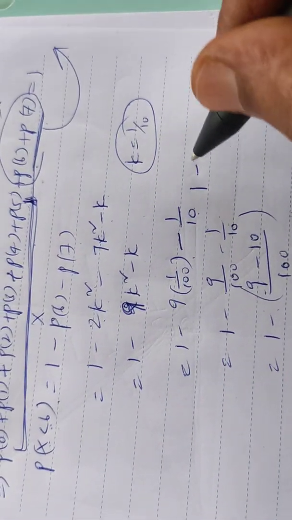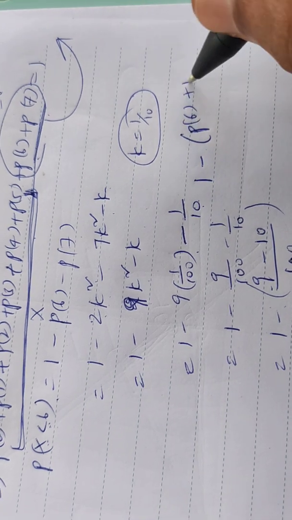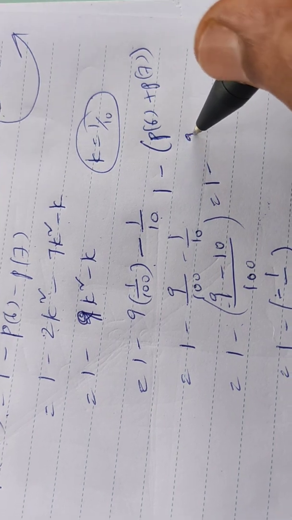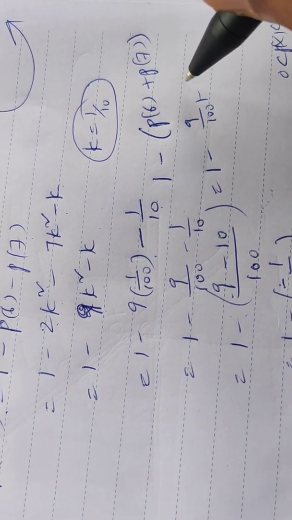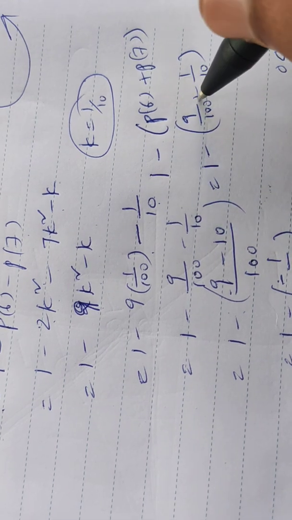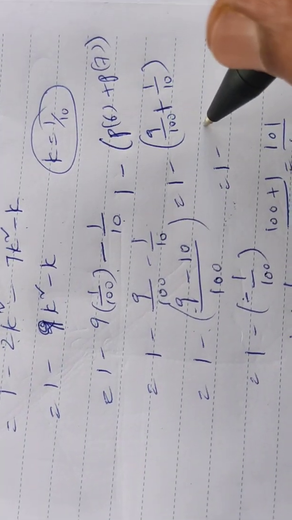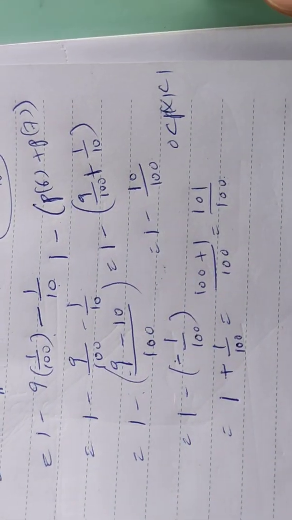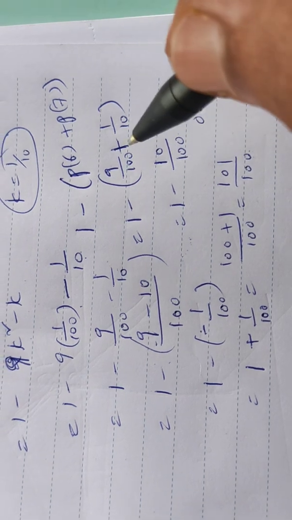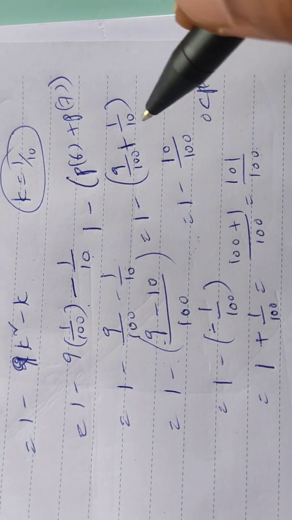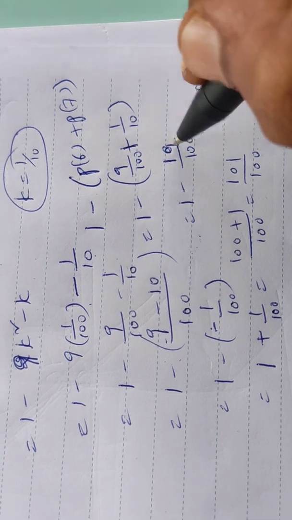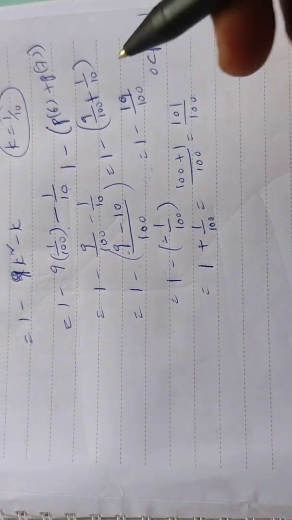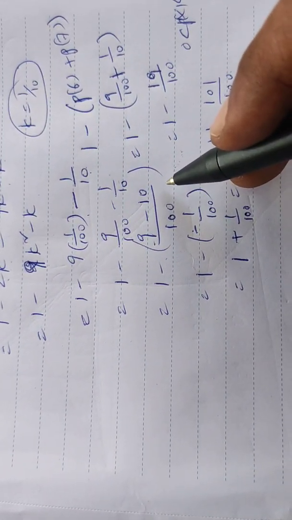Okay, let it be. Minus of probability of 6 plus probability of 7 will do, which is equal to 1 minus. This is 9 by 100 plus 1 by 10, minus 10 divided by 100. Not 10, 19 divided by 100. Got it. Okay, fine.